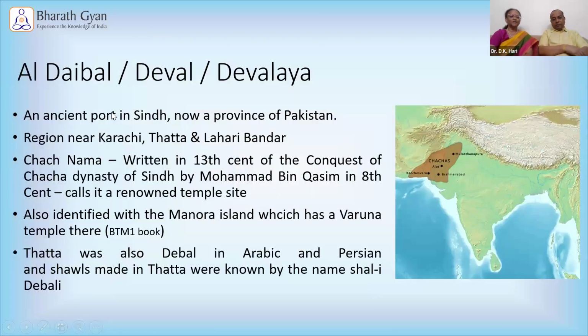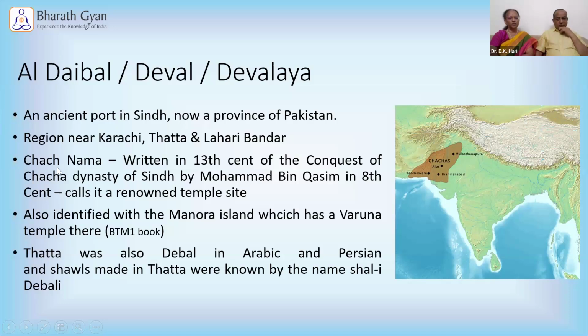So Al-Daibal, if you go and trace where this Al-Daibal that he spoke about is, you will find that it was called Deval or Devalaya. Look at the term Devalaya, a very Bharata term. And this is traced to the region around Karachi, Thatta and Lahari Bandar, which are all now in the Sindh, which is a province of Pakistan today. And that is actually around this region. So this is where Karachi is. So this Al-Daibal, as he called it, or the Devalaya as it was also called, is around this region.